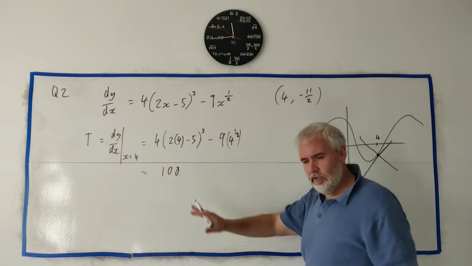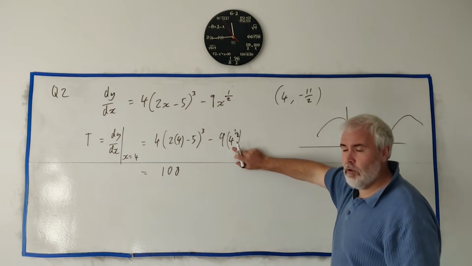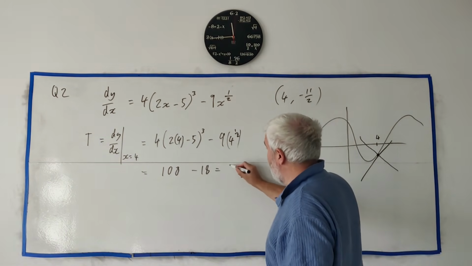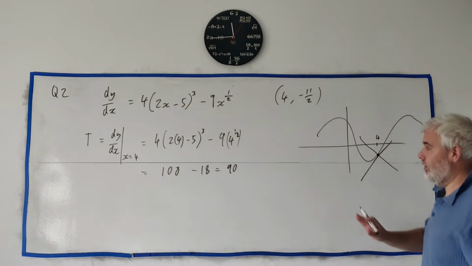So obviously, do that slowly, carefully, triple check all that. The square root of 4 is 2. 2 times 9 is 18. So the gradient of the tangent is 90.